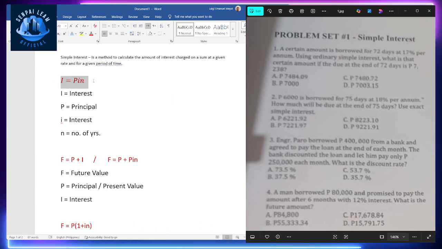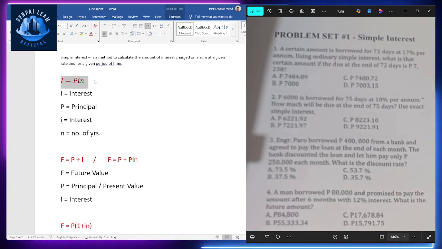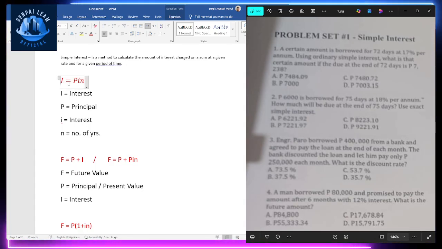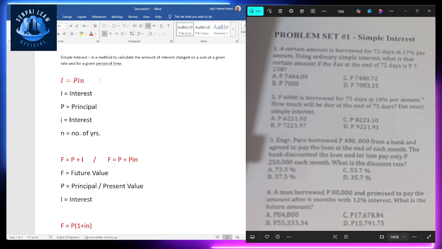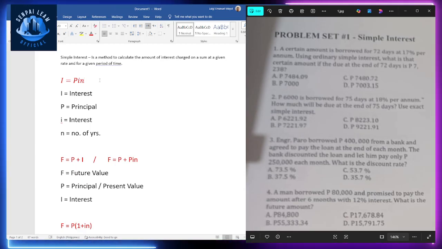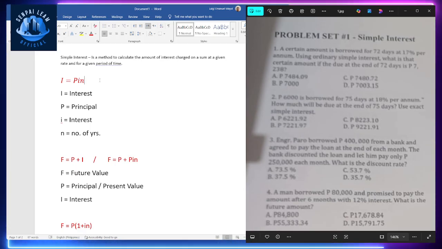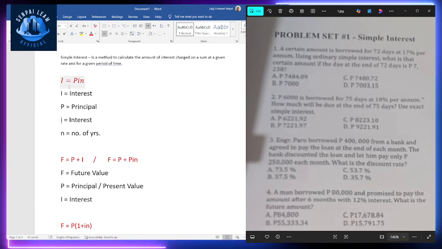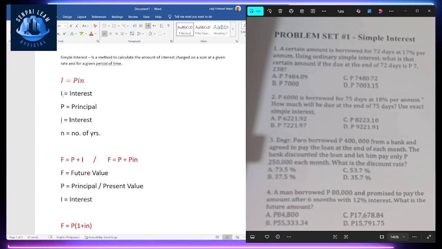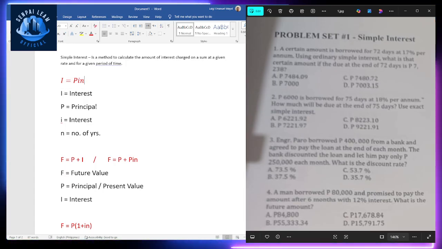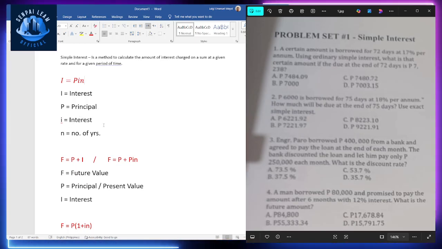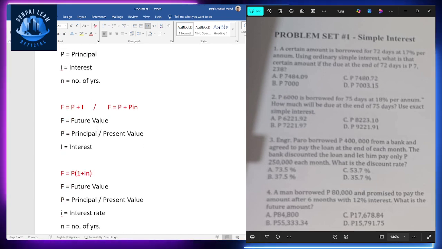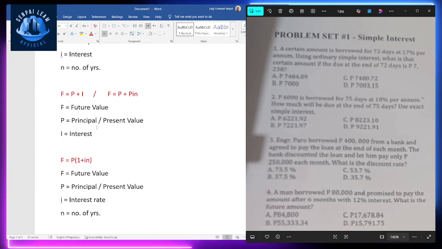The basic formula that we have from your high school or senior high school years is I equals PIN, and some call it I equals PRT. They're both the same because R is the rate and T is for the time. But here we are using the formula I equals PIN, where I is the interest, P is the principal value, I is the interest rate, and N is the number of years.